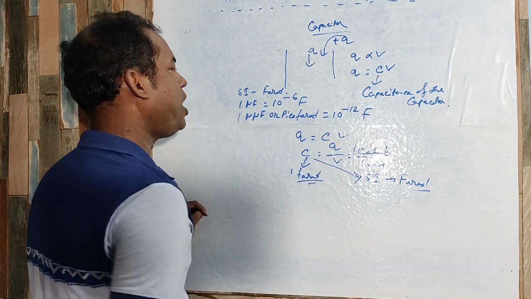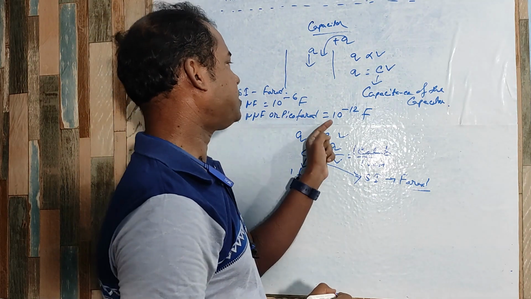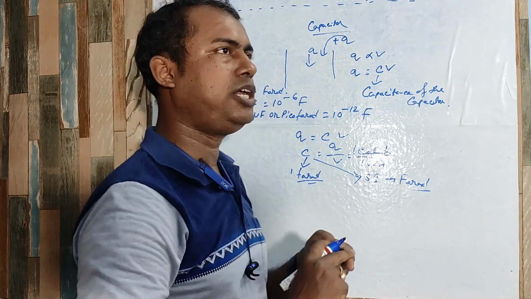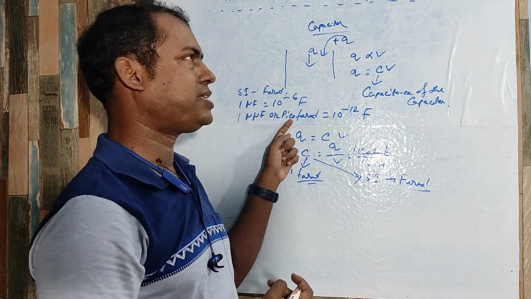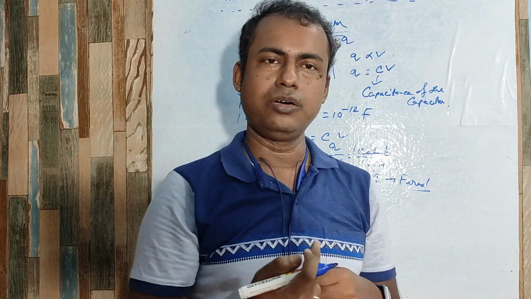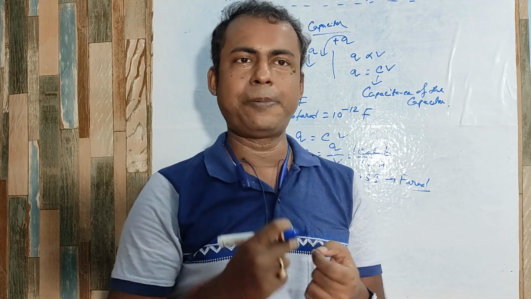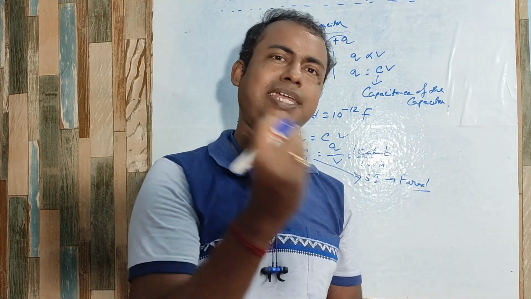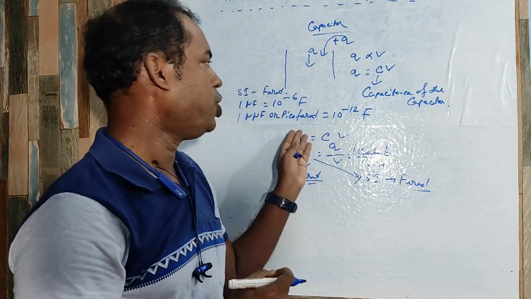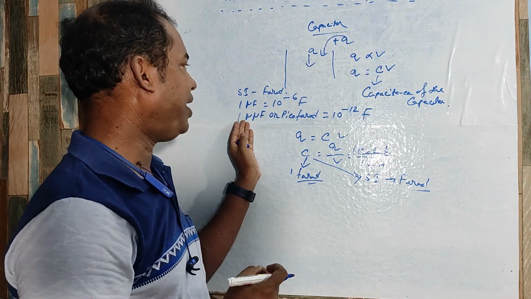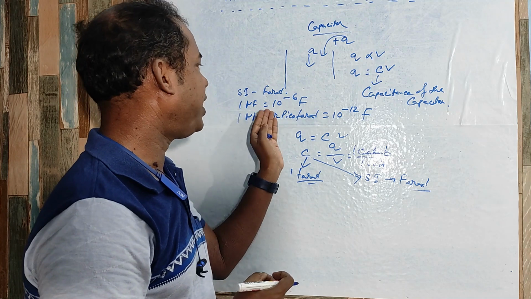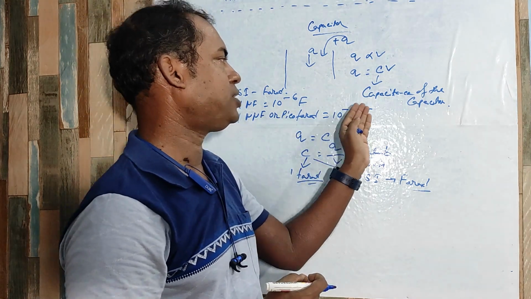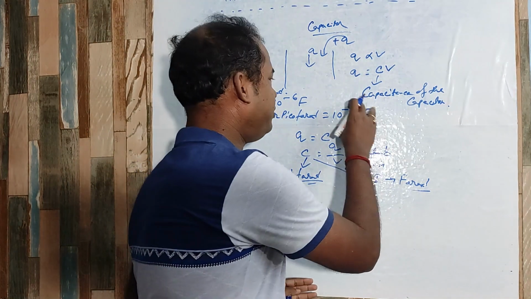So in this way we can solve this part. At first, convert into microfarad or picofarad, whatever is present, and then convert it into farad, which is the SI system. After converting this, you can solve any type of numerical problem to do with capacitance. So 1 microfarad is 10 to the minus 6 farad, and 1 picofarad is 10 to the minus 12 farad. This is the SI unit in this case.